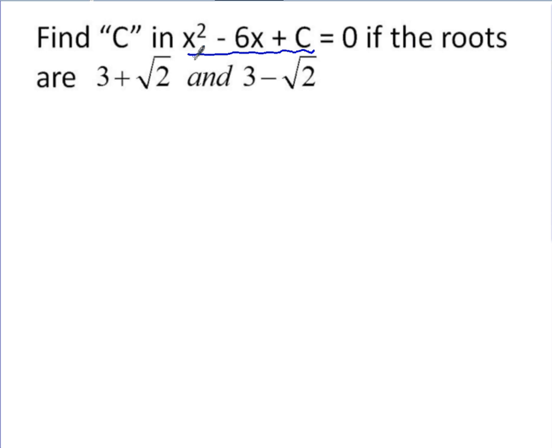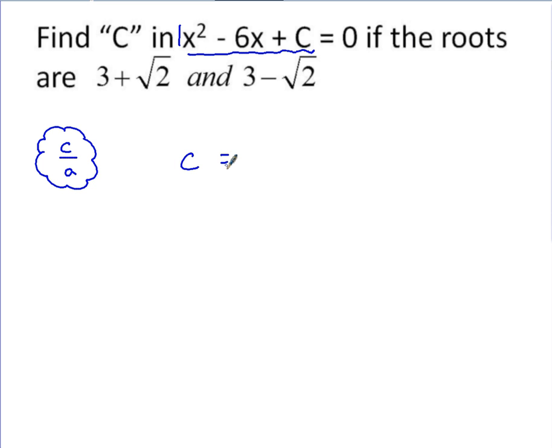So if I look at the product of the roots, the way this quadratic is set up, that would involve me looking at c over a, right? Well, what is c? C is what I'm looking for. And what is a? A is 1. So c over a, c over 1, is c. That's going to represent my product of the roots.